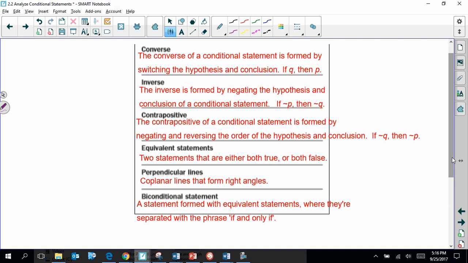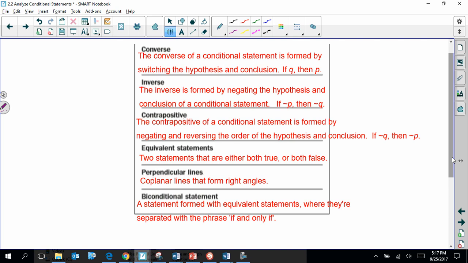We're going to be practicing writing these three types of conditional statements, where we're given a conditional statement and then we write the converse, inverse, and contrapositive based on what these definitions tell us to do. Now, the equivalent statements are not something we're going to be doing too much of right now, but equivalent statements are generally two statements that are either both true or both false, and they're used to write biconditional statements, where I take two statements and merge them together into one statement, where the beginning and the end are separated by the words if and only if.